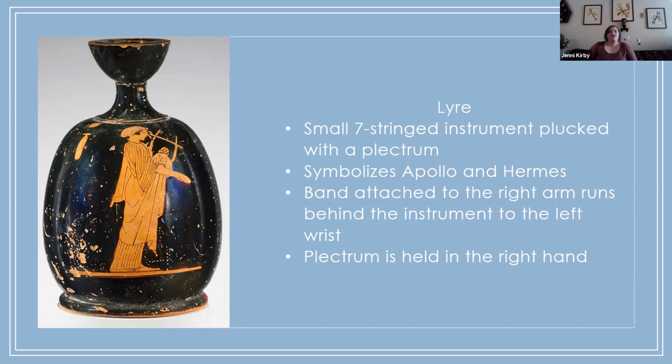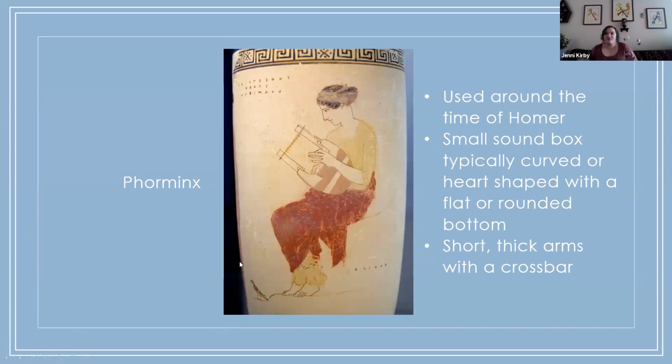So there was a band that was attached to the right arm of the instrument, and it curved around, and then it was held on the left wrist. So then your right hand was using the plectrum. And here you can see her left hand behind the instrument, and then her right hand is down. We'll see a few more examples of those as we go through into the specific lyres.